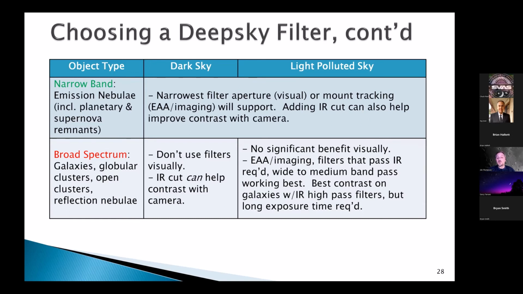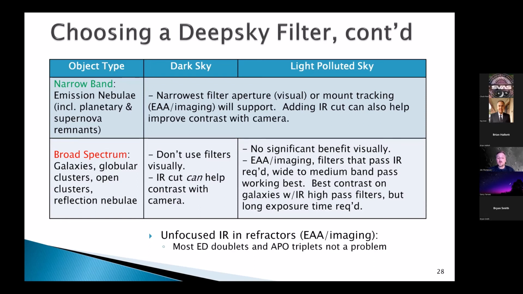I have one additional thing to note about trying to image in infrared using a refractor. Most ED doublets and apo triplets are okay, but achromats do not do well focusing infrared light along with the visible spectrum, resulting in fuzzy, bloated stars. The same is true of many camera lenses. For these types of optics, you can see a large improvement in your images by using an IR cut filter.